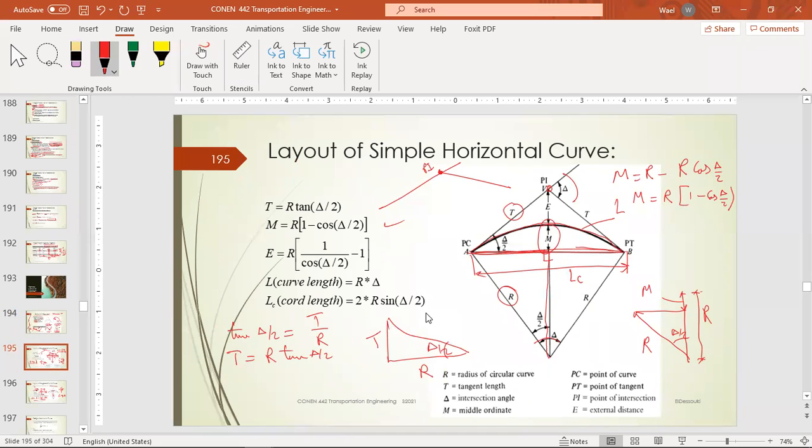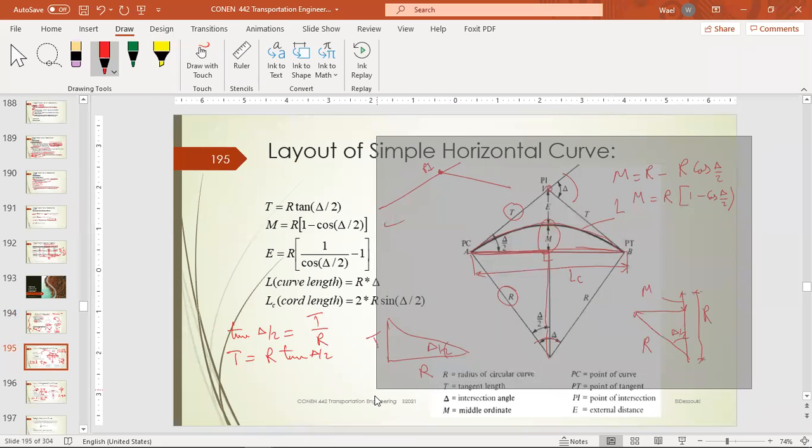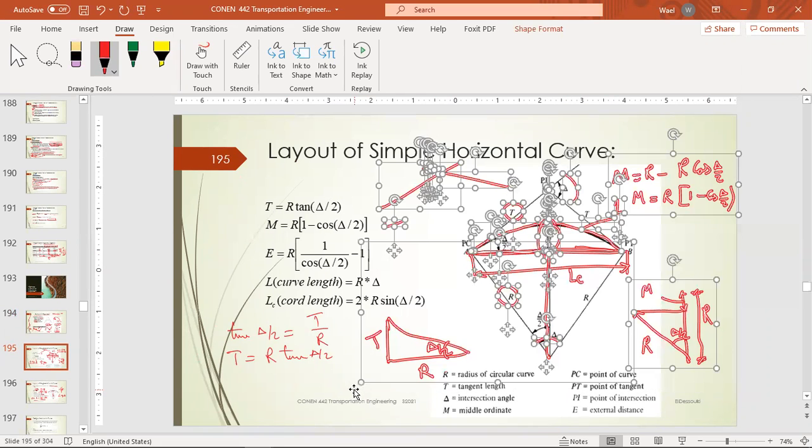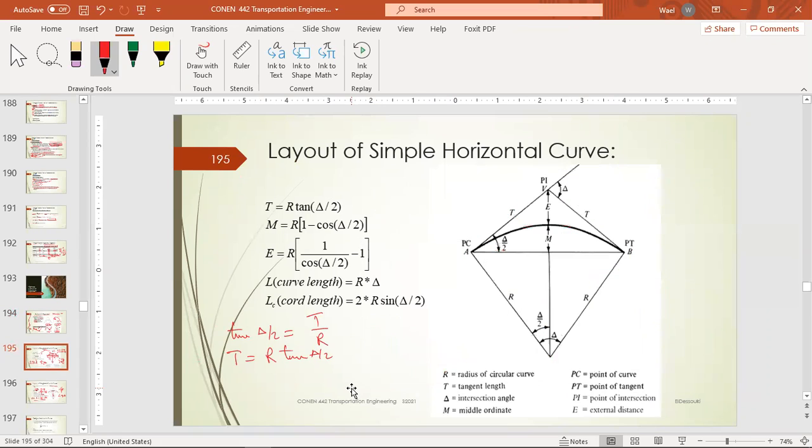Here are the geometric elements of the horizontal curve and the layout. We have discussed this before. We're not going to elaborate more on this. Or do you need me to elaborate on this?